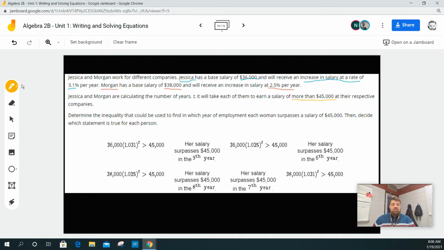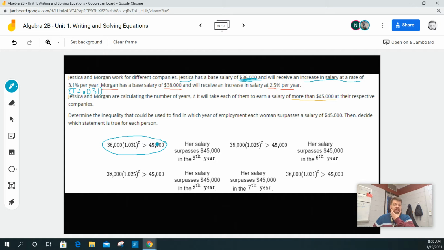Okay, so let's look for Jessica's first. So Jessica, her initial condition is 36,000. So we're going to look for one that has 36,000, and then it's going to be 1 plus 0.031, right? Because that's what's going in the parentheses, and raised to the t. So I think this is the formula for Jessica.